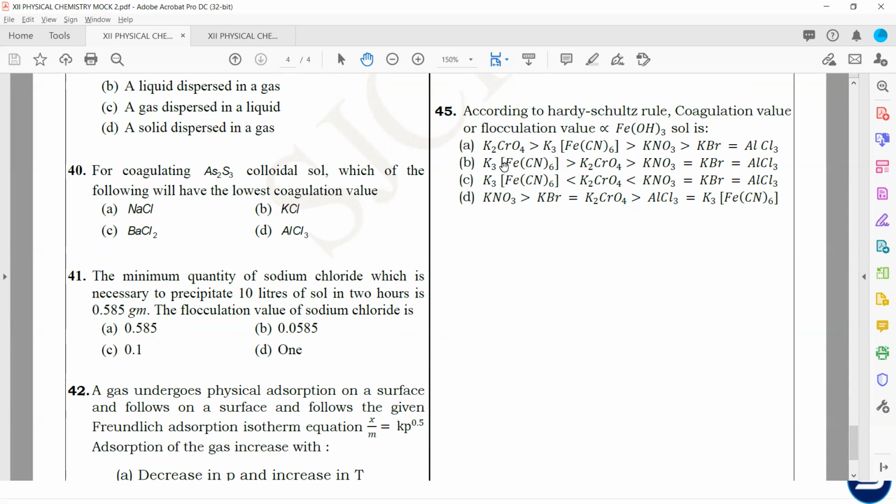So how many particles for K3Fe(CN)6 after the dissociation? 4. K2CrO4, 3. KNO3, 2. KBr, 2. AlCl3, 4. Because based on the number of the particles, this will be 4, 3. What's the answer given? C.